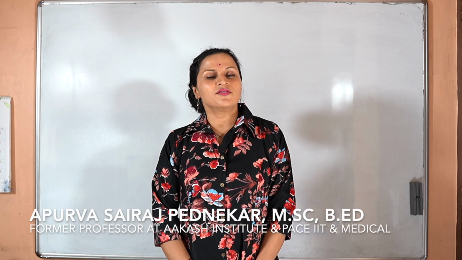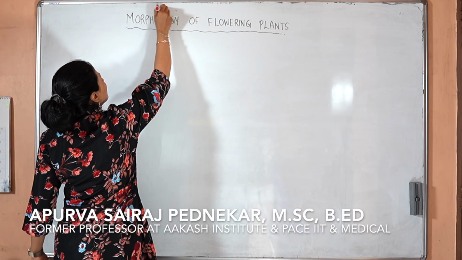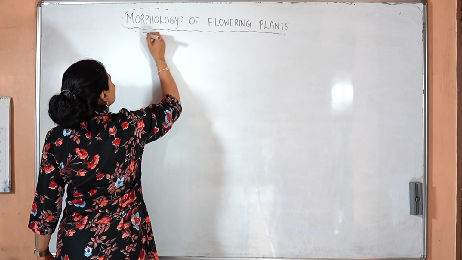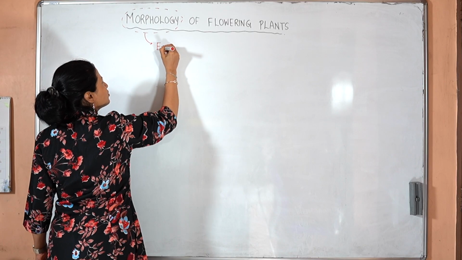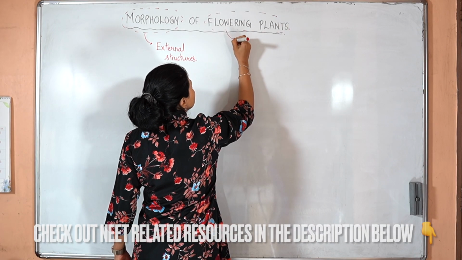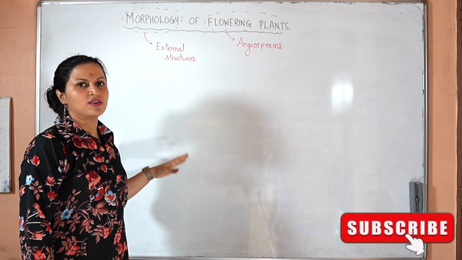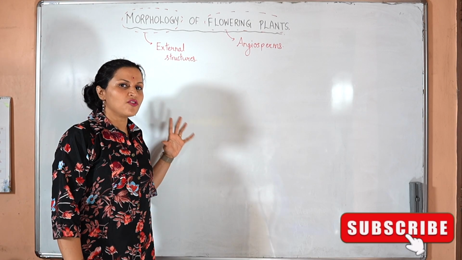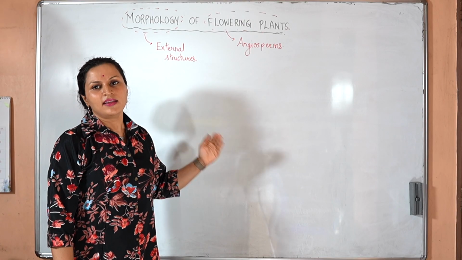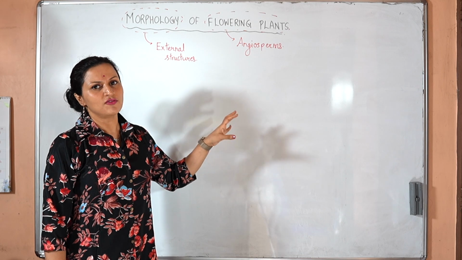Students, we are starting with a new chapter, Morphology of Flowering Plants. Morphology is the study of the external structures. Flowering plants, as you know, are angiosperms, one of the 5 divisions of plants. In this chapter, we are going to study the morphology of flowering plants, and then in the next chapter we will be doing the anatomy of the flowering plants.